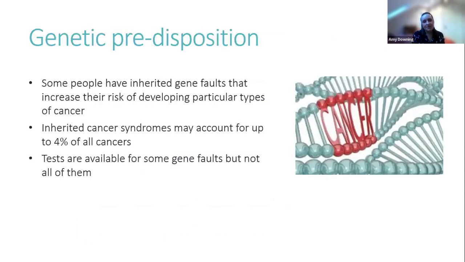Moving on to look at genetic predisposition. Some people have inherited gene faults that increase their risk of developing particular types of cancer. It's thought that inherited syndromes may account for up to 4% of all cancers. And there are tests available for some of these gene faults, but not all of them.